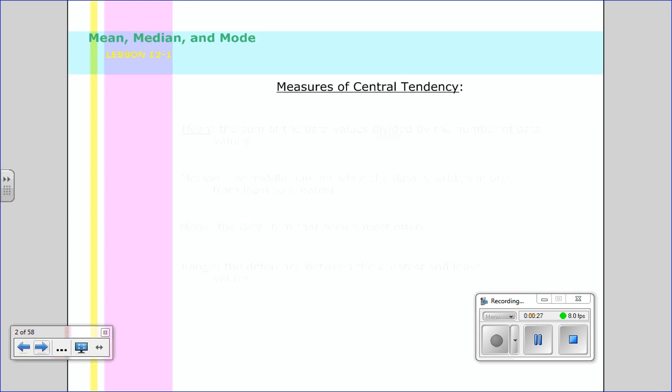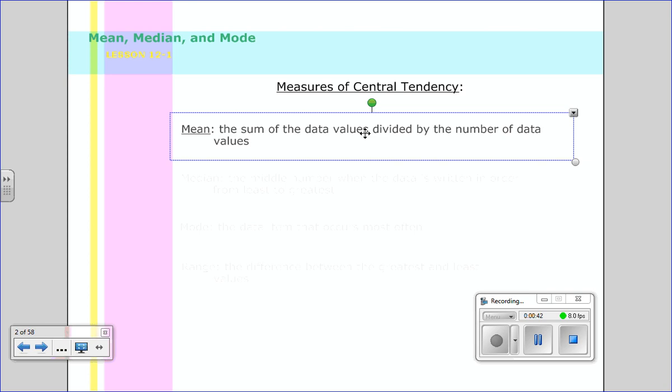Alright, so first, when we talk about measures of central tendency, those are exactly what the lesson is about: the mean, the median, and mode. All of those are considered measures of central tendency because they measure data. So the first one we have is mean. When we do the mean, that's when you find, as some people say, the average. And what you do is you take the sum of all the data values you have and divide it by the number of values there are.